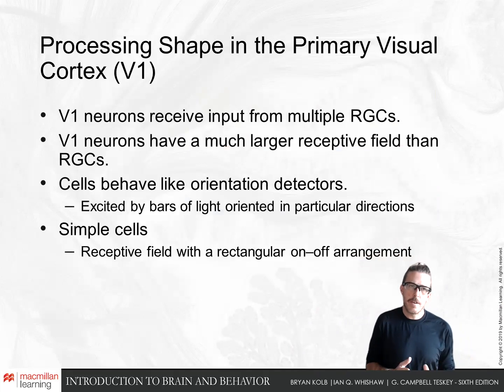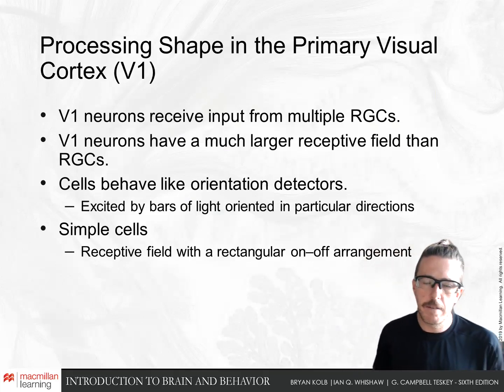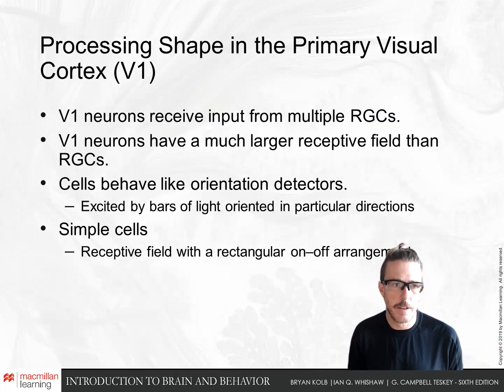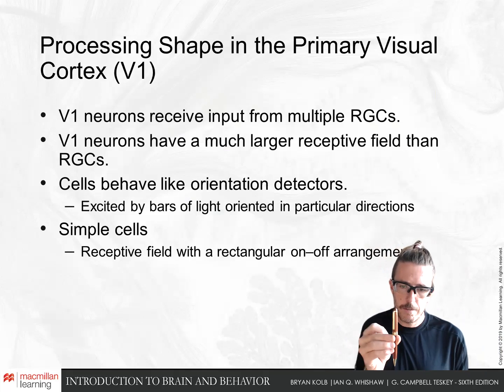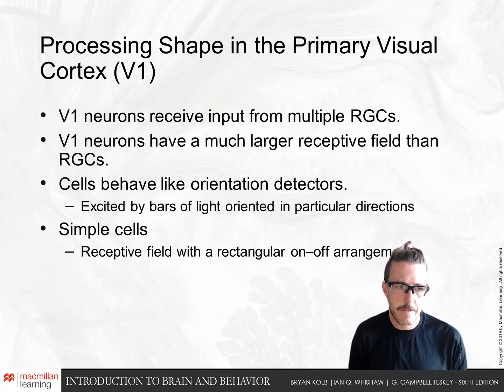So these V1 neurons receive information from multiple retinal ganglion cells as well. And so they're going to receive information from multiple of these on-center off-surround cells. They have a much larger receptive field. And they start to behave more like orientation detectors, as I alluded to. Detectors of the orientation of different lines.